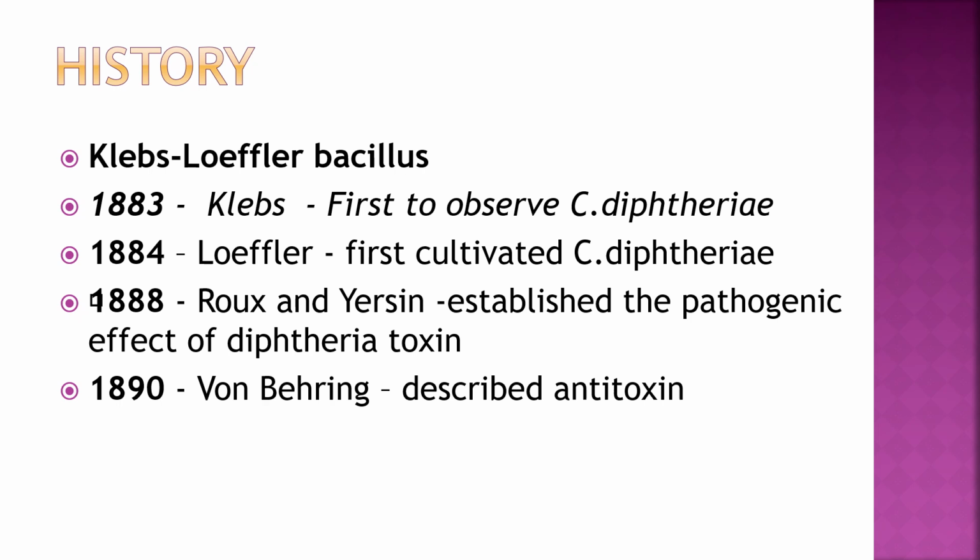So in 1883, Klebs first observed Corynebacterium diphtheriae, and in 1884 Loeffler first cultivated Corynebacterium diphtheriae, and that is why this bacteria is also called Klebs-Loeffler bacillus. In 1888, Roux and Yersin established the pathogenic effect of diphtheria toxin, and in 1890 von Behring described the antitoxin.